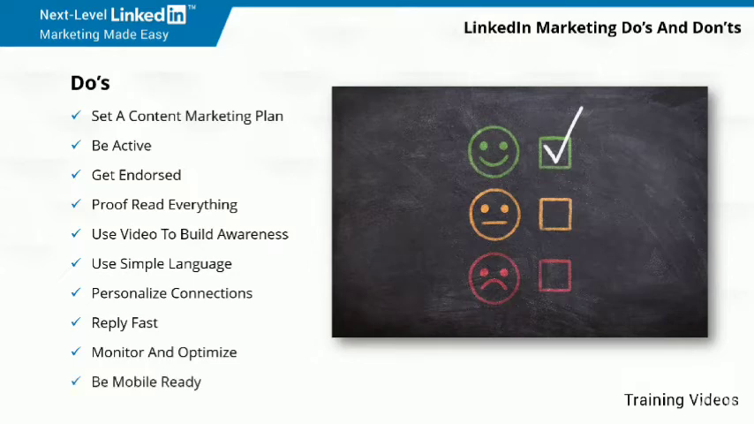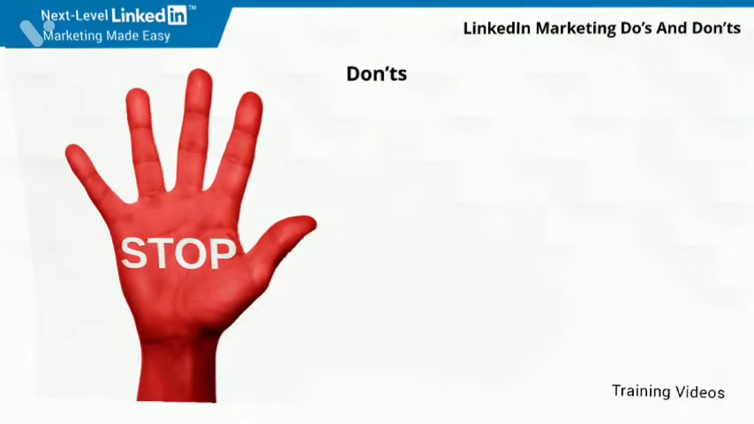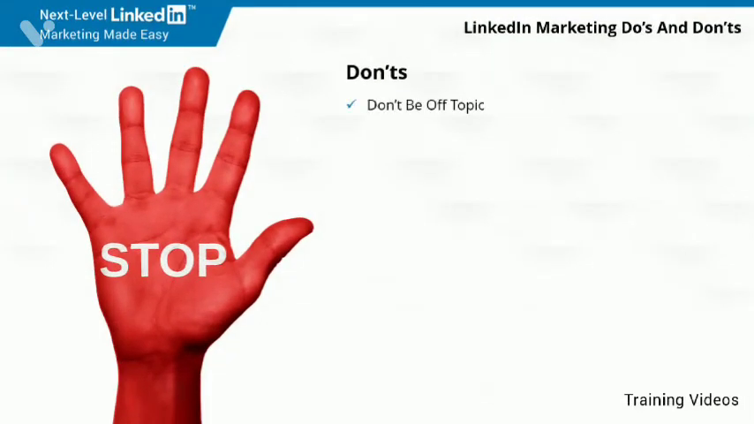Be mobile ready. Create content that is easy to consume through mobile devices. That is, content that can be read and absorbed fast, and that is easily shareable. Don'ts. Don't be off topic. Don't ever deviate from your niche. Don't share content from other niches unless it is news and content about topics and circumstances that directly impact customers and companies in your industry.